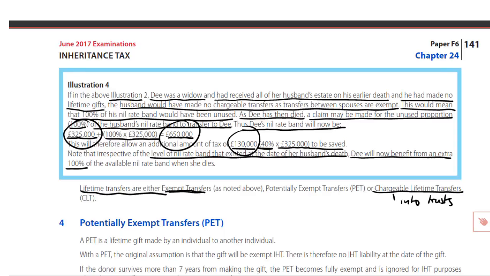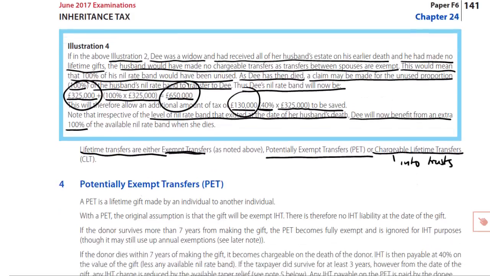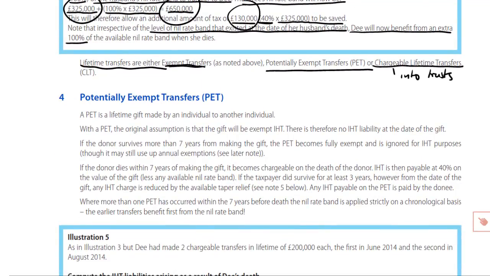Well, it's 20% as a gross rate in relation to the transfers in lifetime into trusts. And then the third and final category, which of course will incorporate the vast majority of transfers made by the taxpayer in their lifetime, will be PETs, potentially exempt transfers. As I said, that is the vast majority of transfers made in lifetime, and it is those PETs that we now go on to discuss in more detail.